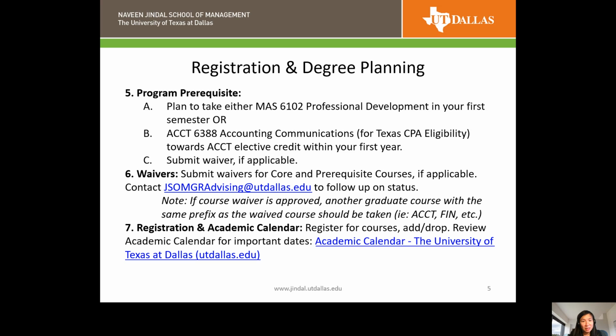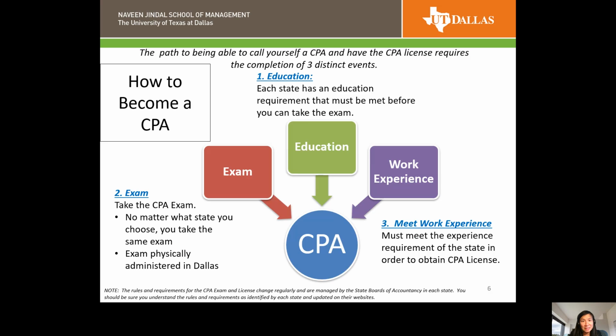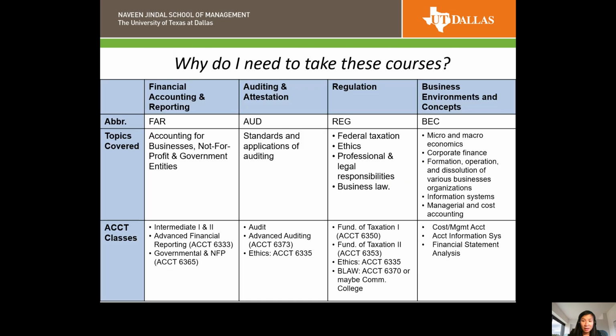And then registration and academic calendar. You can actually start registering and review the calendar for important dates. How to become a CPA. We'll go over that in more detail later, but just know that if your background is accounting or business, most likely by the time you graduate here, you will be eligible to take the CPA exam. If your undergrad degree was not business, then you may need a couple extra business classes, but we'll help you plan for that accordingly.